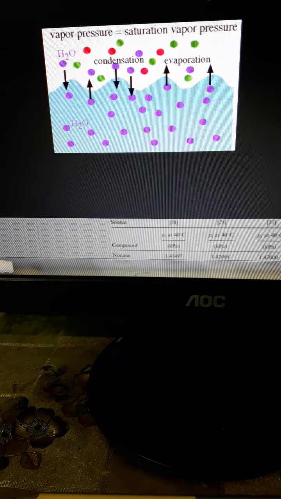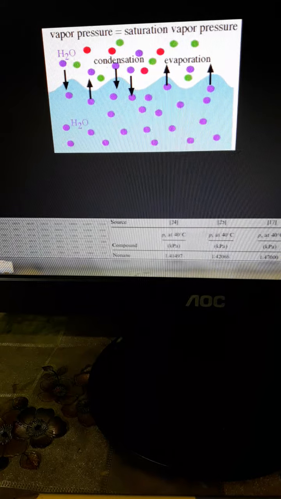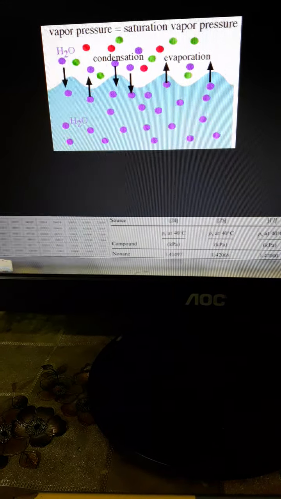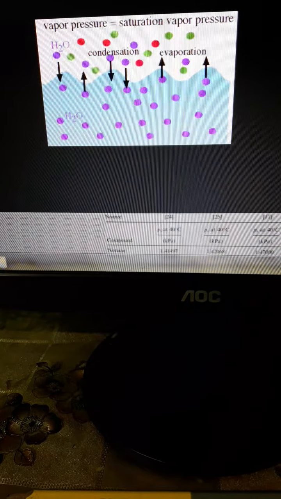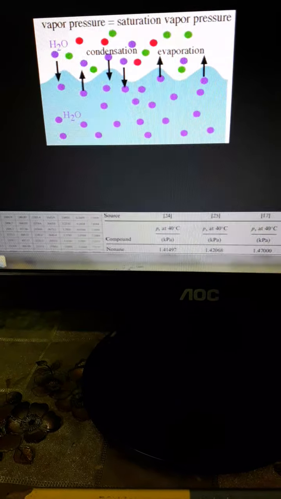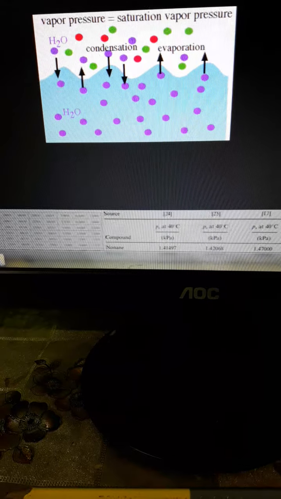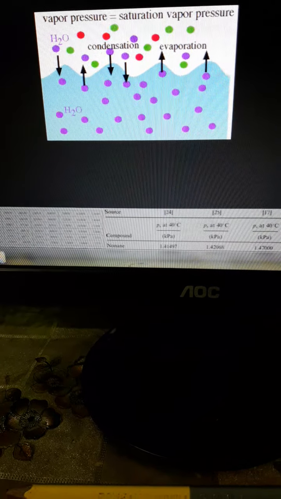So mainly it depends upon the surface area of the liquid. The more the surface area, the more the evaporation. So if the surface area is decreased, evaporation will become less and there are chances that vapor pressure can become low.